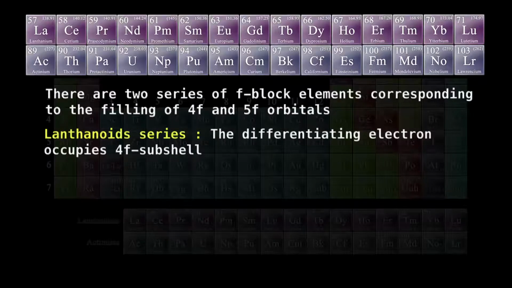One is the lanthanoid series. Here the differentiating electron occupies the 4f subshell. Suppose we take the electronic configuration of lanthanum. The atomic number is 57.